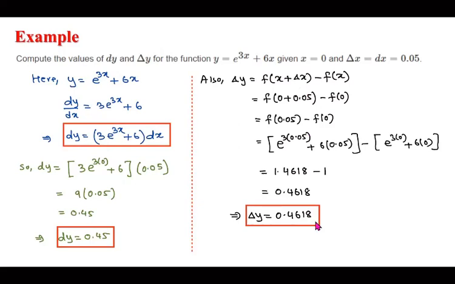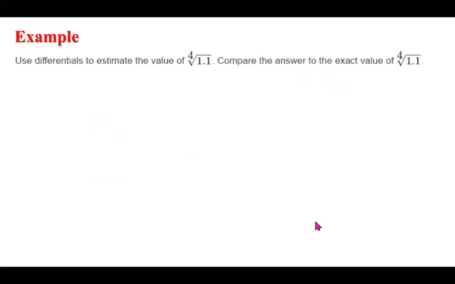10th example. Now let's move on to 11th example, which is quite similar to the 10th, but the function is not given here. See, we are asked to use the differential to estimate this value, the fourth root. And we are asked to compare that with the exact value. So what we do is we try to take a function that is similar to this one, the function that looks similar to that.